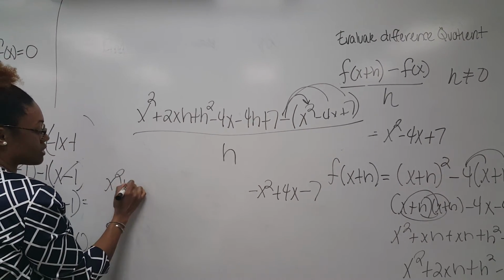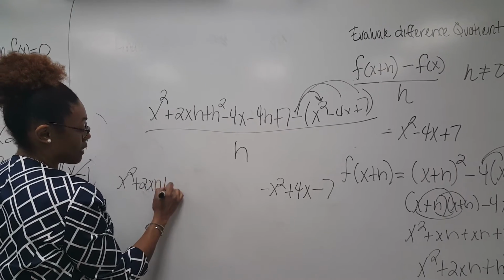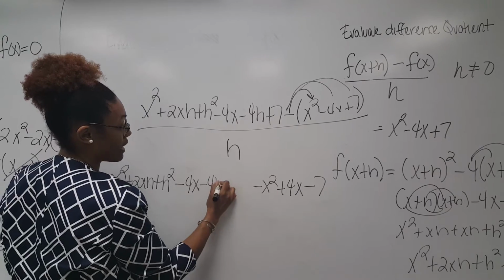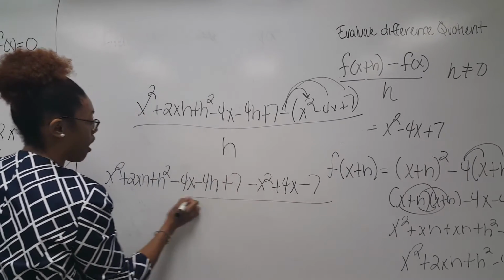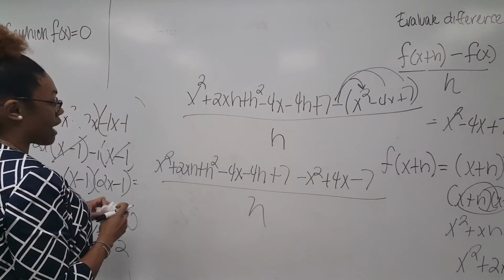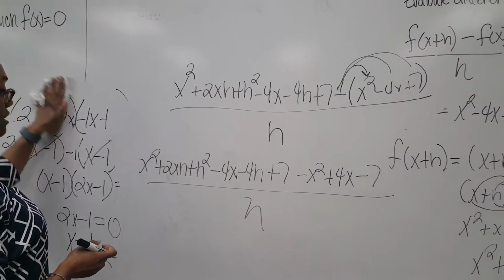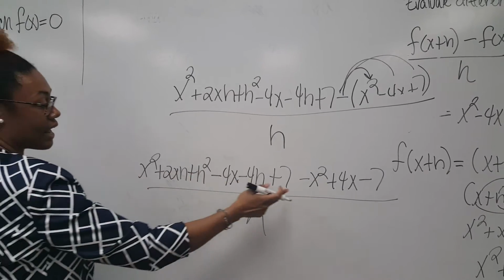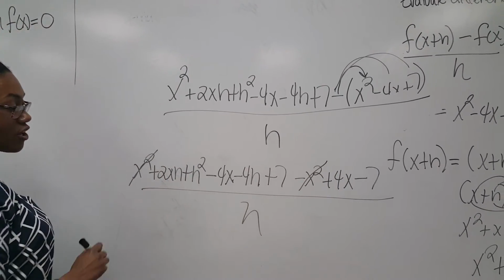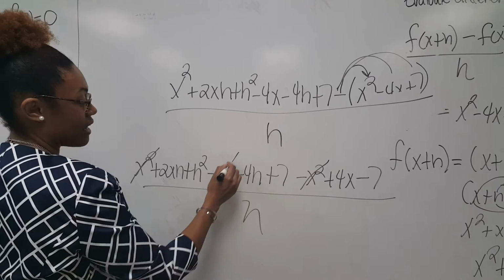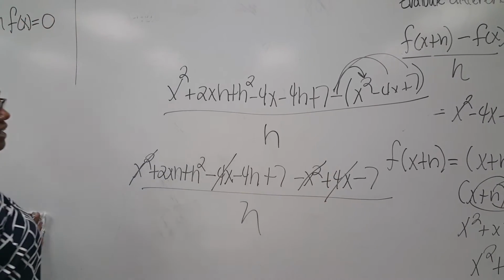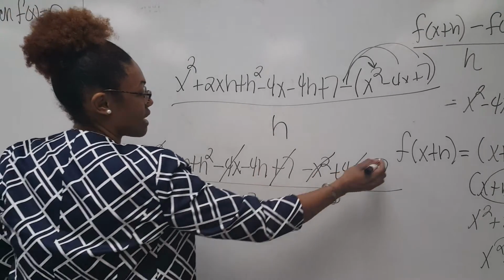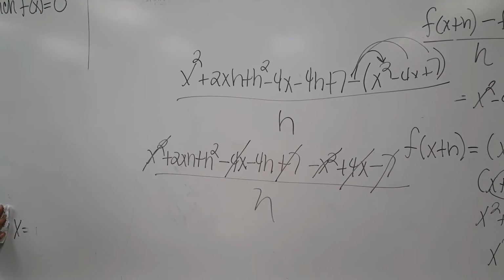The x squared plus the 2xh plus the h squared minus the 4x minus the 4h plus the 7 all over h. Now you say, well, what can I cancel out, or what can I combine together? Well, I have an x squared and a negative x squared, so those cancel each other out. I have a negative 4x and a positive 4x, so those cancel themselves out. And then I have a positive 7 and a negative 7, and those cancel themselves out.